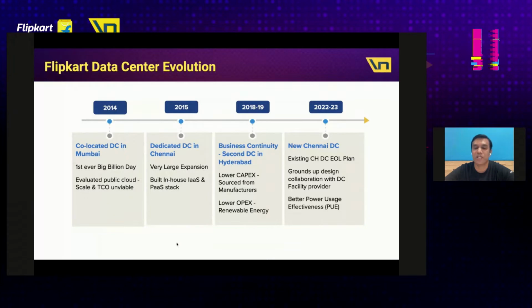In 2018, we built our second data center in Hyderabad for business continuity reasons. And we built it with much lower capex, which is capital expenses, and lower opex, which is operating expenses. That was primarily because we had exclusive partnerships with some of the manufacturers directly and were able to procure cheaper, greener energy. And now in 22, we are building our new data center in Chennai and replacing the existing Chennai data center. We have worked with the DC facility provider closely, in design collaboration and also in optimizing the power usage efficiency.